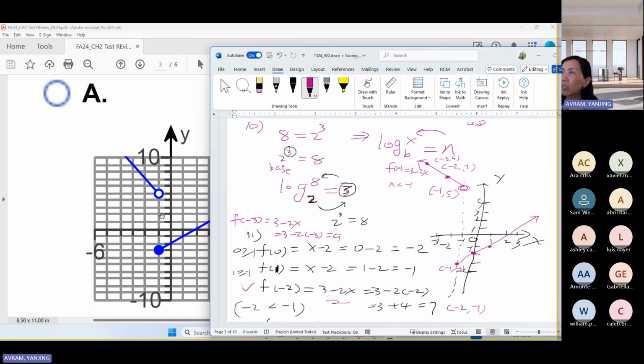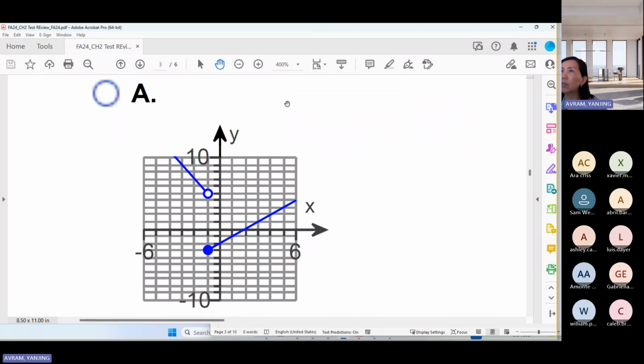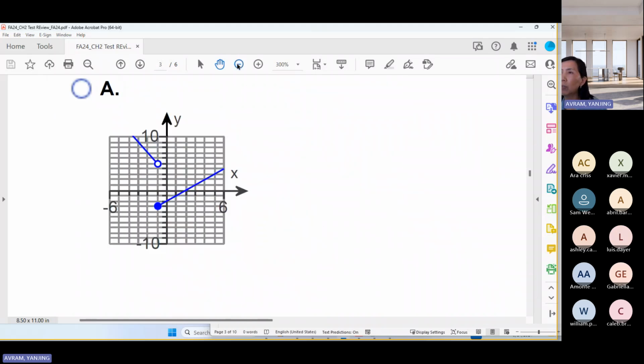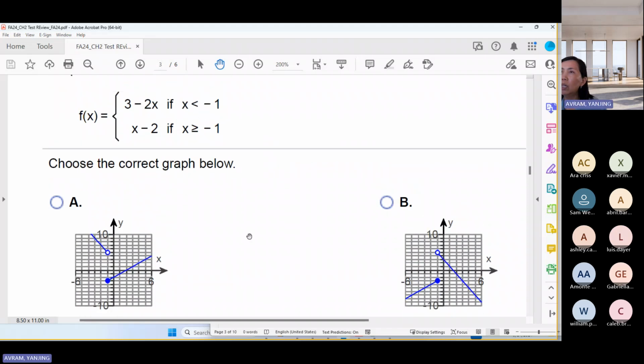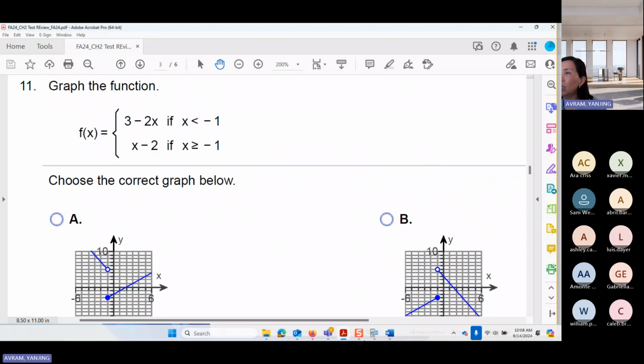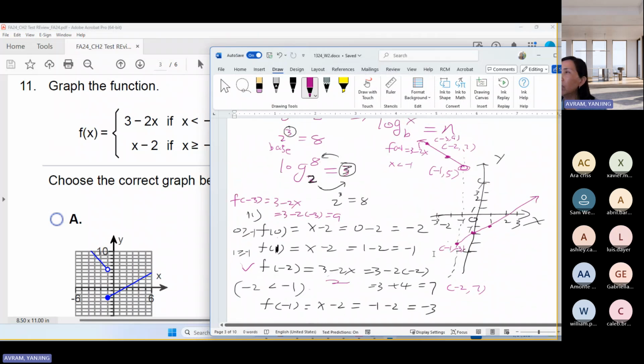All right, so this is -1 right here, and then this should be 5. So 1, 2, 3, 4, 5. Actually, this A is the correct answer. It looks like a correct one, and it's exactly right. So you can put these two together and then graph on your own.